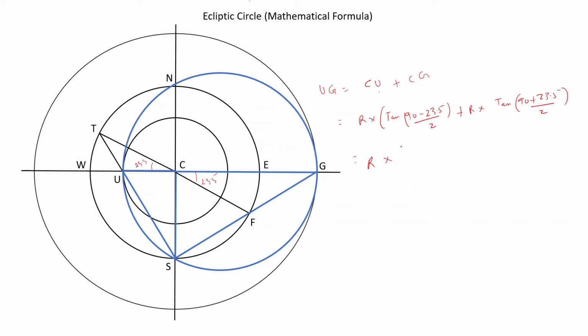Rearranging the formula, R into [tan((90 minus 23.5) divided by 2) plus tan((90 plus 23.5) divided by 2)]. Find out the diameter of the ecliptic circle using this formula. Draw a circle of diameter UG.